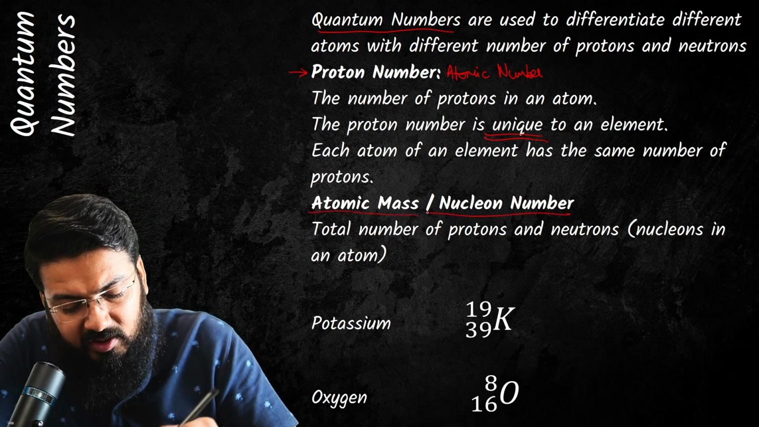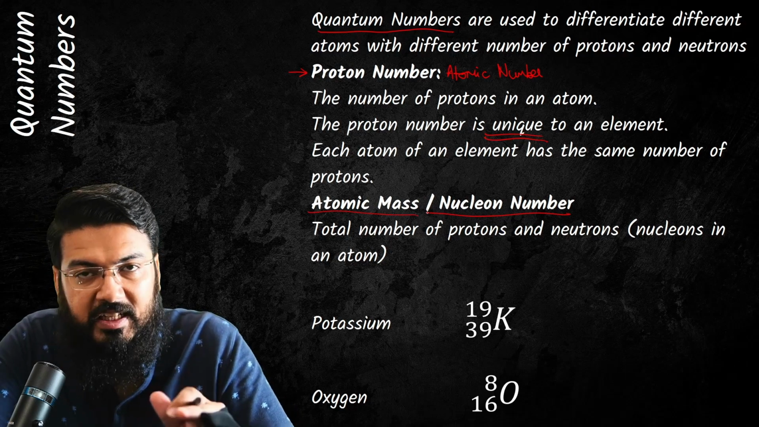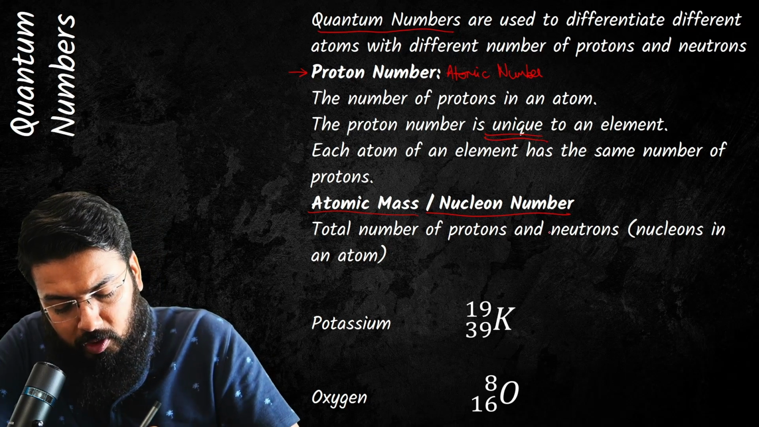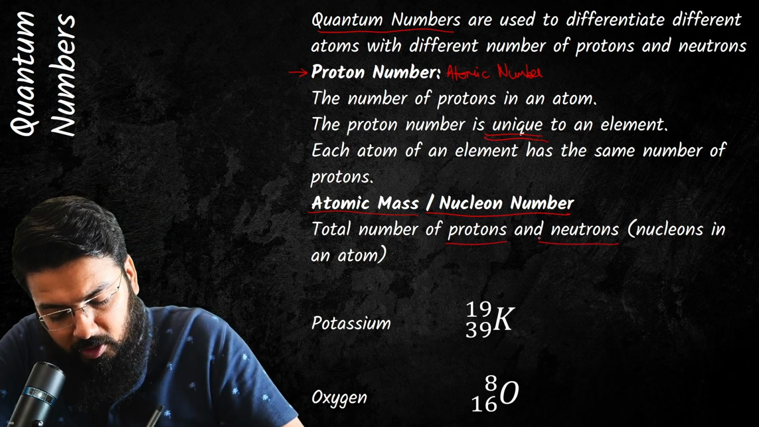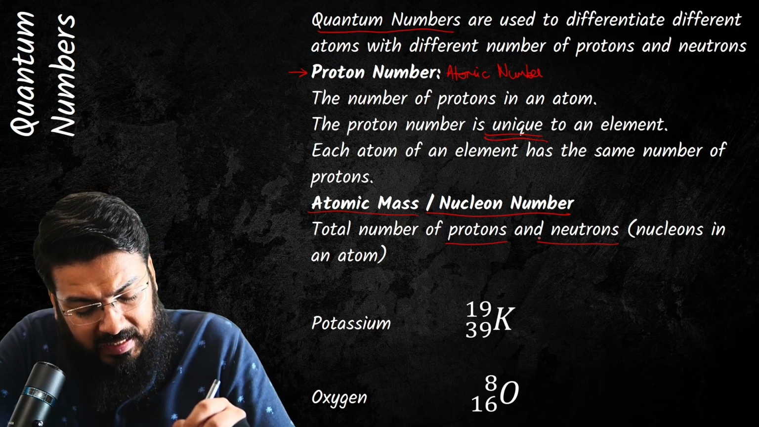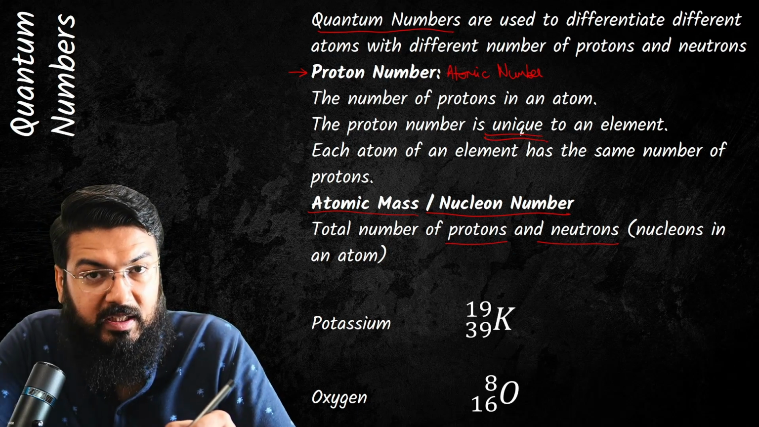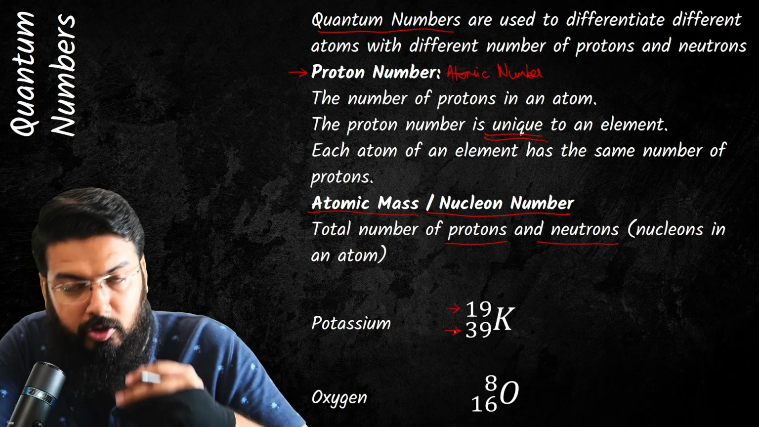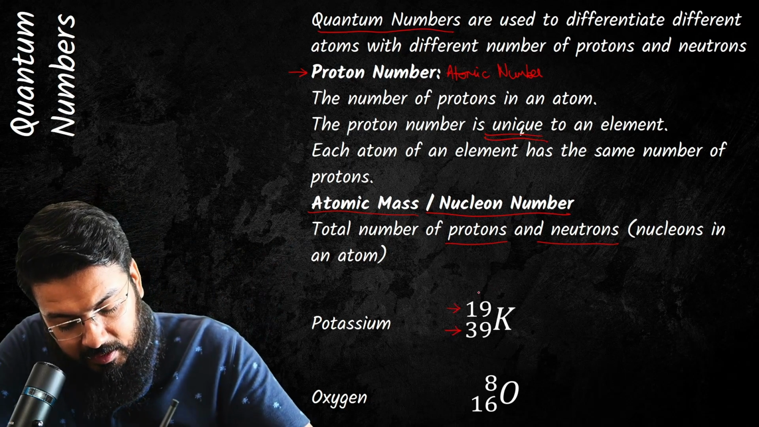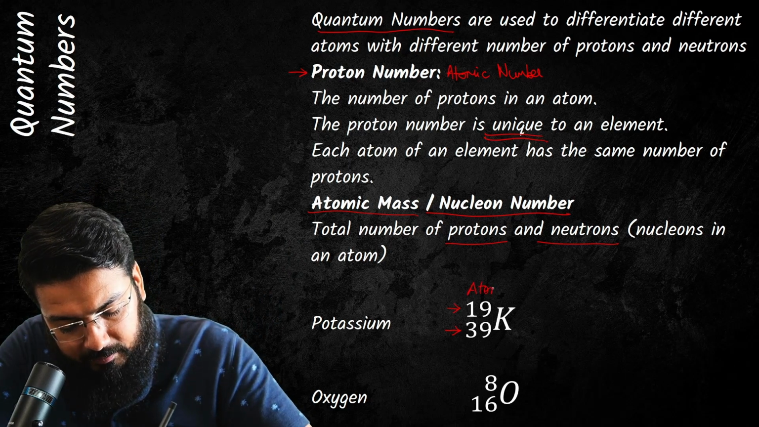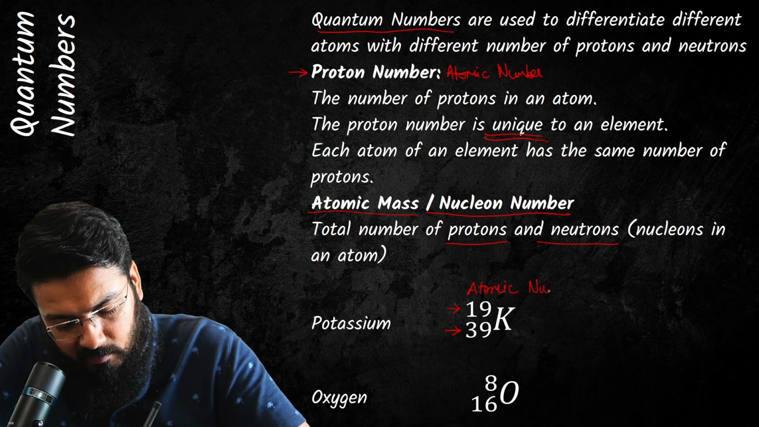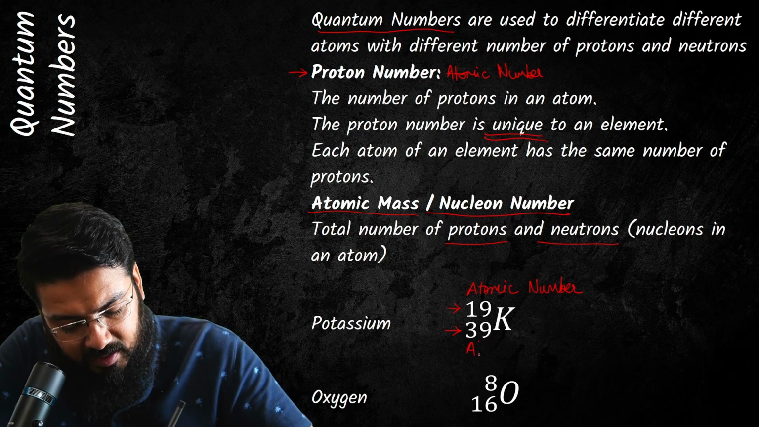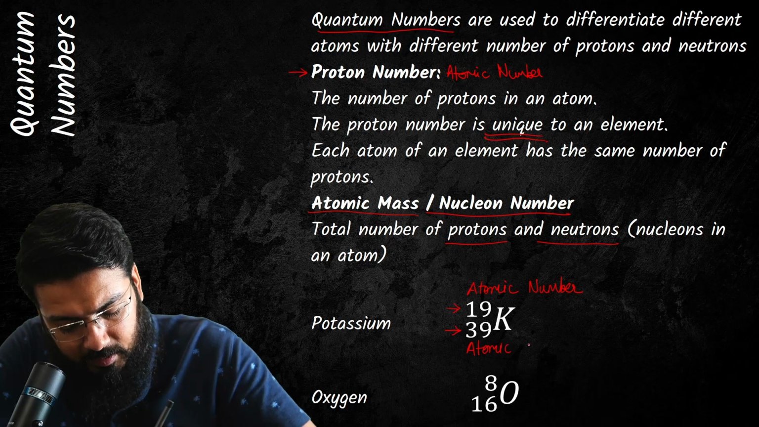Now atomic mass is not common to each atom or each element. It's the total number of protons and neutrons. Let's take an example. So you have potassium. Potassium has a 19 written and a 39 written. The top left is 19. This right here is the atomic number, or the proton number. And then this right here, the 39, is the atomic mass.